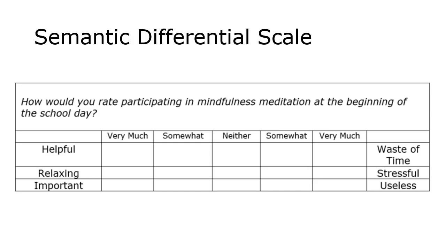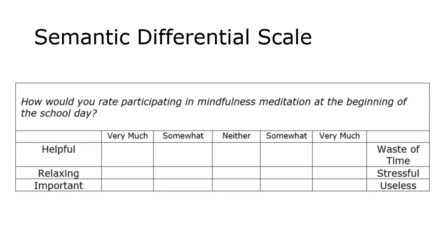So, for example, here's the one question: how would you rate participating in mindfulness meditation at the beginning of the school day? So, would you say it's helpful very much? Helpful somewhat? Neither helpful nor a waste of time? Or would you say it's somewhat a waste of time or very much a waste of time? Notice how the scale, as it's laid out on the page, takes the respondent into a rating that goes from helpful on the left to waste of time on the right. And so where they would choose to mark their rating would be kind of along that scale.